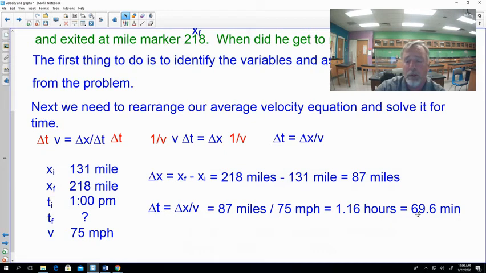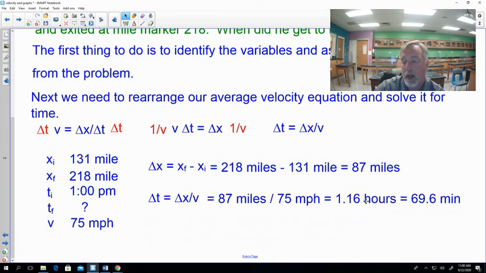Why am I being particular here? You'll see in just a minute why it helps to convert the hours into minutes. And how do we turn the hours into minutes? We multiply by 60 minutes in an hour. All right, so now we know that delta T.